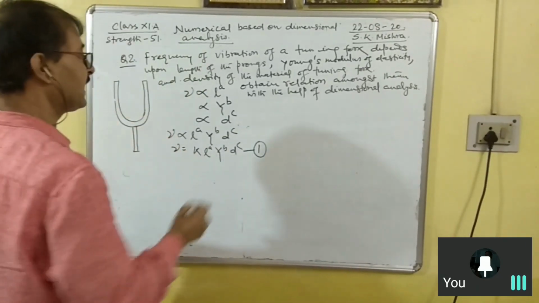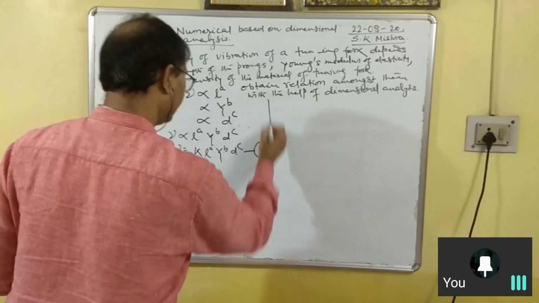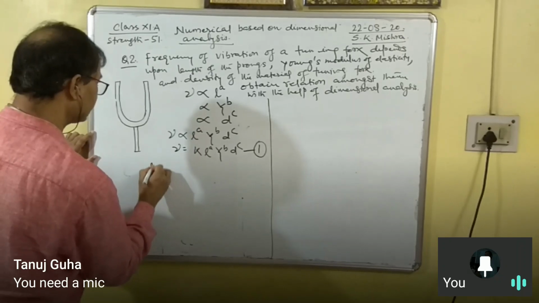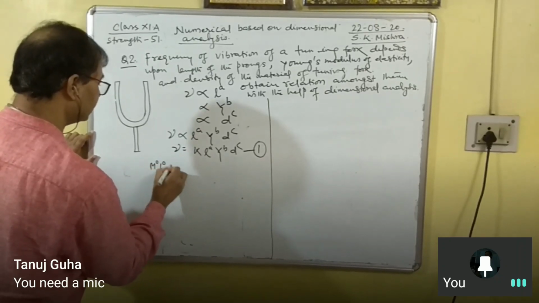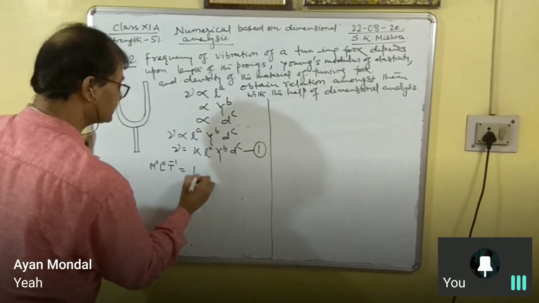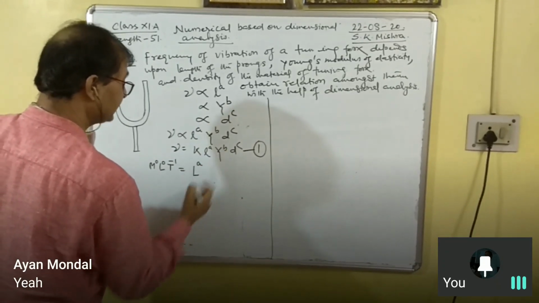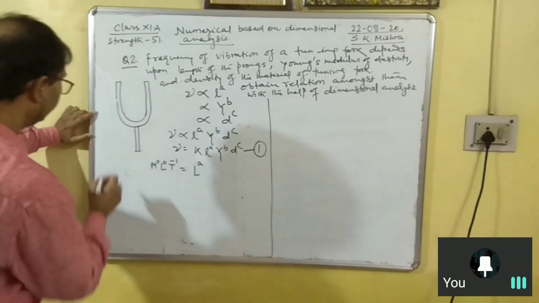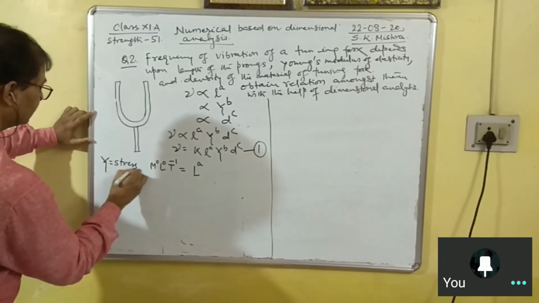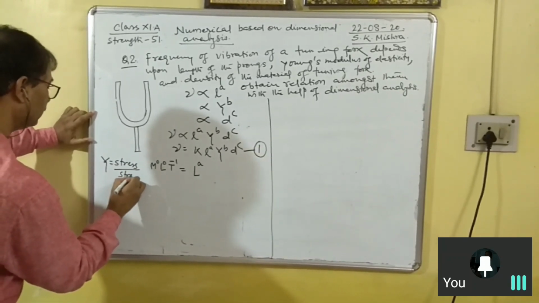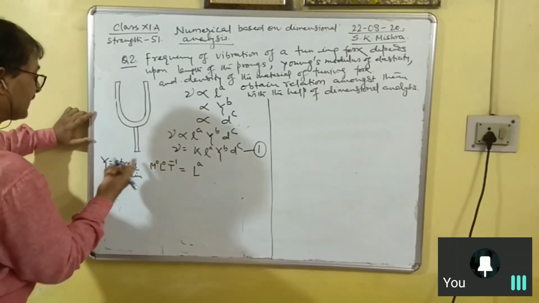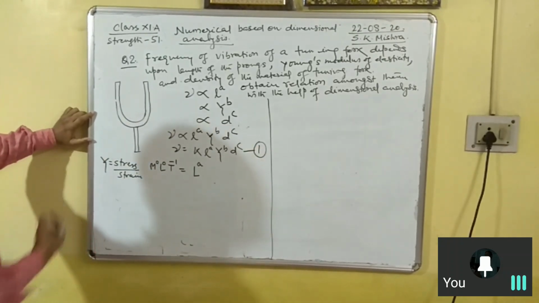Now putting the dimension of each term in LHS and RHS. We are putting the dimension of nu, which is M naught L naught T raised to minus 1. And on this side K has no dimension, L raised to A, and then Y, Young's modulus. So Y is stress by strain, stress divided by strain. As I told you, a strain has no dimension, so whatever is the dimension of a stress, that will be the dimension of Young's modulus.